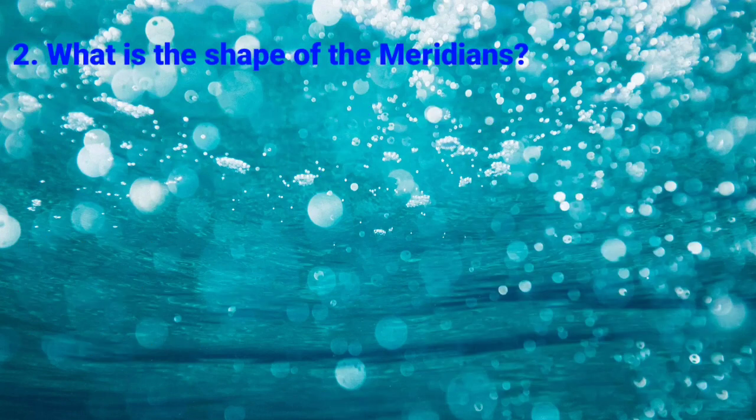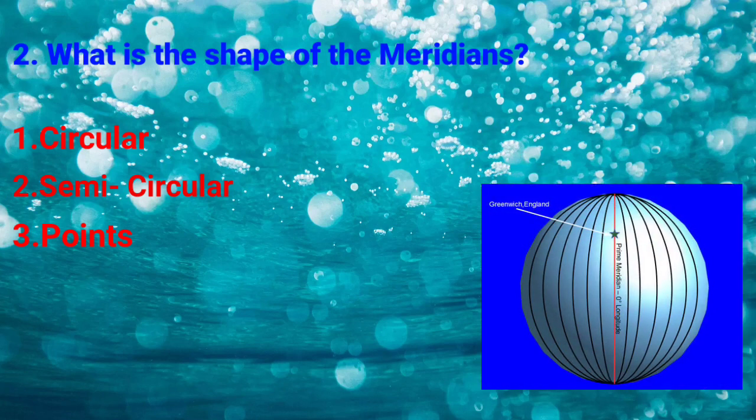Question number 2. What is the shape of the meridian? Option number 1, circular. Option number 2, semicircular. And option number 3, point. We saw that the imaginary semicircular vertical lines on the earth are called meridians or meridians of longitude. That means the correct option is semicircular. The shape of the meridians is semicircular.